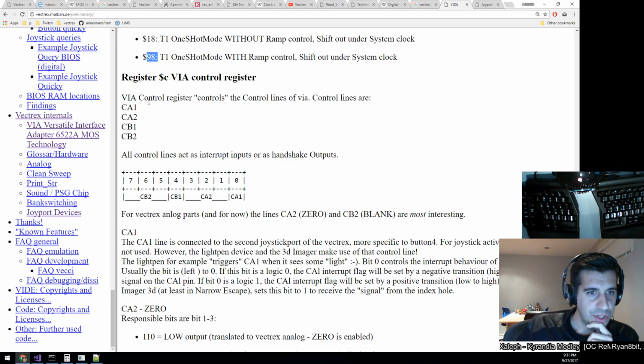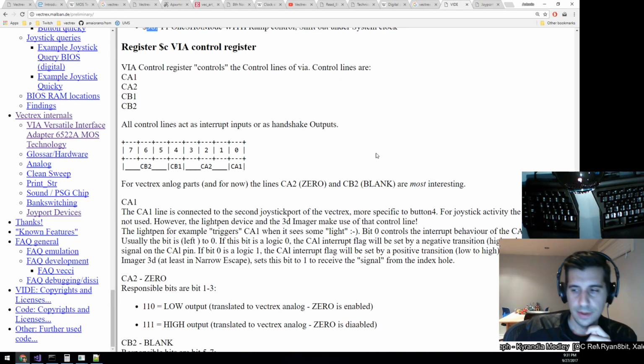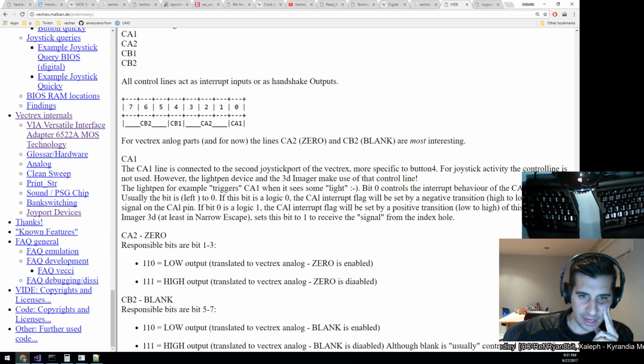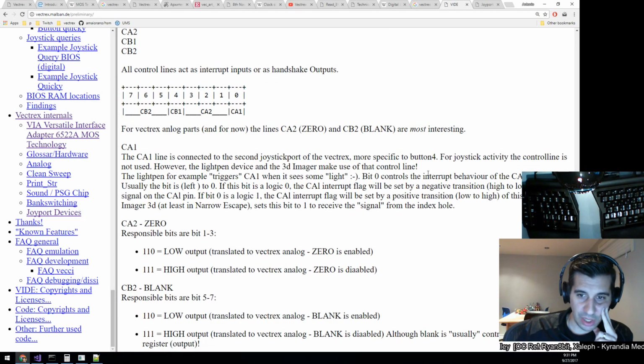Via control register, the control lines of the Vectrex analog parts, and for now the CA lines are most interesting. The CA1 line is connected to the second joystick port of the Vectrex, more specifically to button 4. For joystick activity, the control line is not used. However, the light pen devices and 3D Imager make use of that control line. Aha!